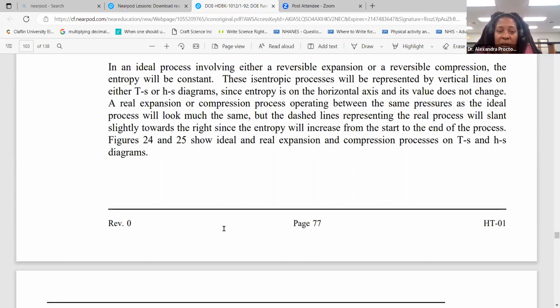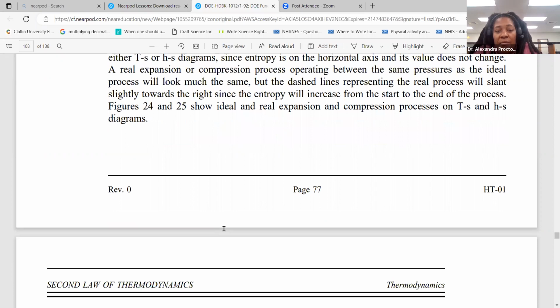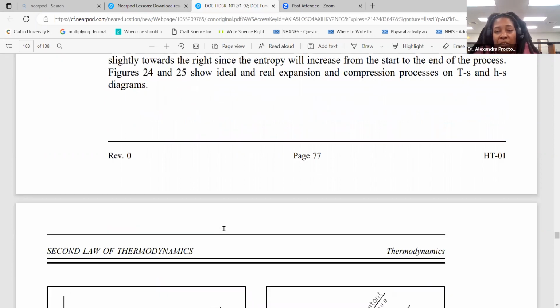And so the real expansion or compression process operating between the same pressures as the ideal process will look the same, but the dashed lines will represent real processes and they will slant slightly towards the right, since entropy will increase from the start to the end of the process. So Figures 24 and 25 show the ideal and real expansion and compression processes on the T-S and H-S diagrams.